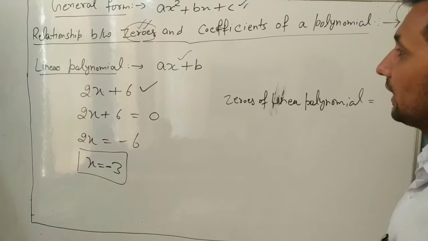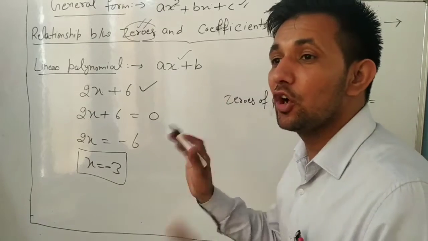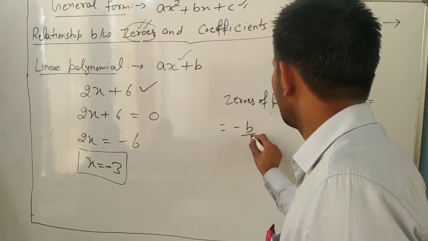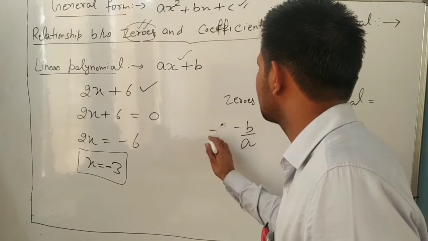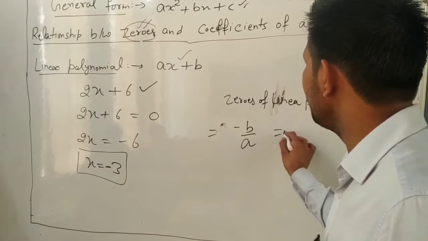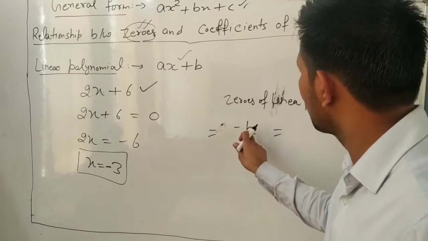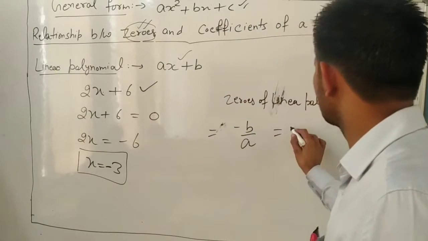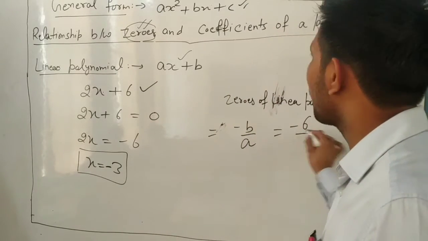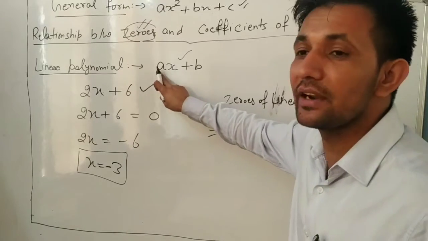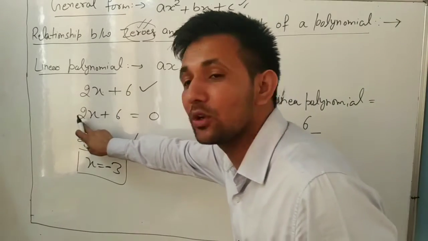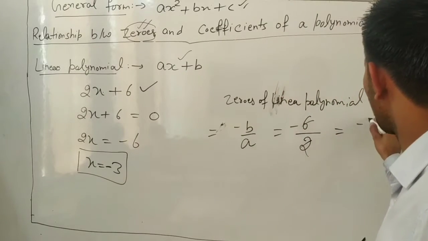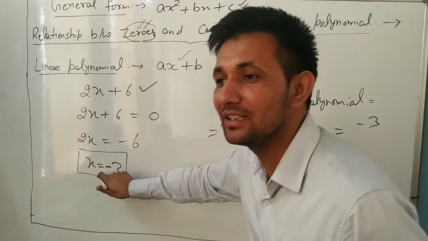Zeros of polynomial, can we find like this one? You can find the zeros also by this formula, minus b divided by a. What is minus b by a? What is b? B is the constant, and we have to take b with a minus. So what is b? 6. So it is minus 6 divided by a. A is the coefficient of x. What is the coefficient of x? 2. And you divide by 2, minus 3. And what is the zero? Minus 3.